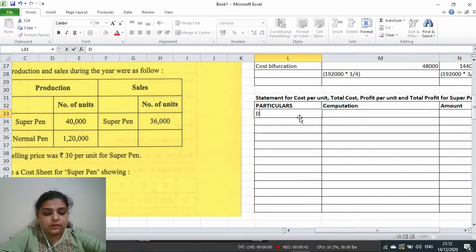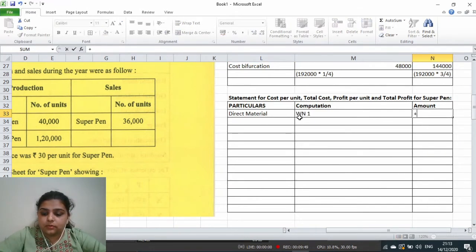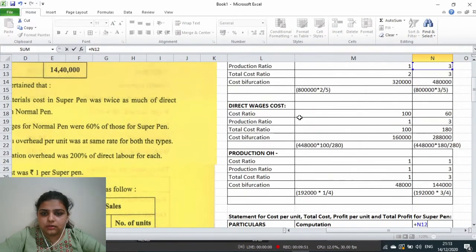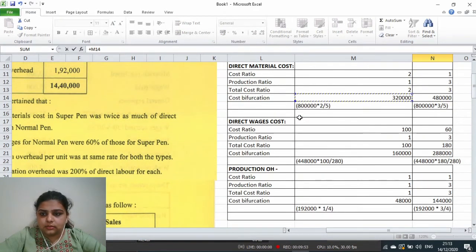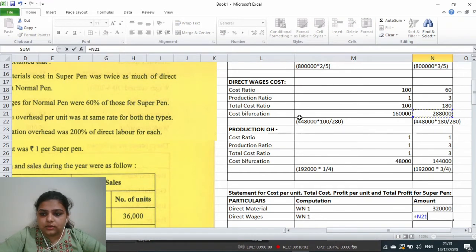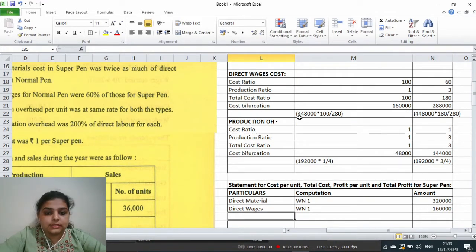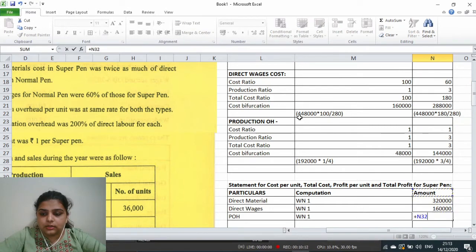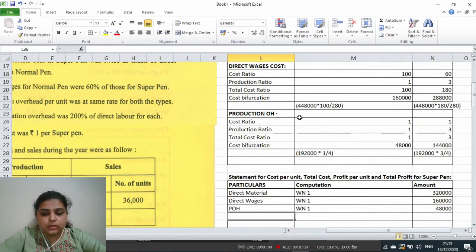Let's start with raw material cost. Already given. We can write here working note 1, the above table, and I can take the cost directly from here. It is 3,20,000. Next is direct wages. In working note 1, I can take the direct wages directly from here, 1,60,000. Then I can write production overheads. Again, working note 1, I can directly take from here as 48,000.